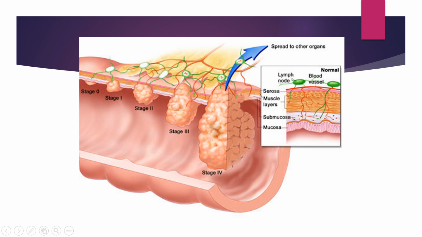So this is depth of invasion, stage 0, 1, 2, 3 and 4. Accordingly, the depth, whether it penetrates submucosa, mucosa or muscularis propria, we give the stage according to the depth of invasion.